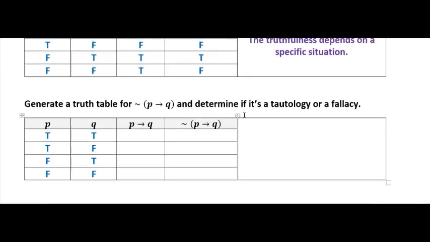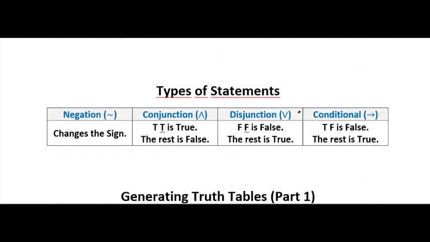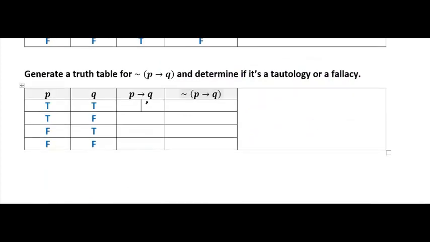Remember the rule for the conditional. If the first one is true and the second one is false, then the conditional is going to be false. So I'm going to have to look for one case where P is true and Q is false. That case will be this one. So this thing is going to be false. And the rest of the cases are going to be true because none of them is TF.